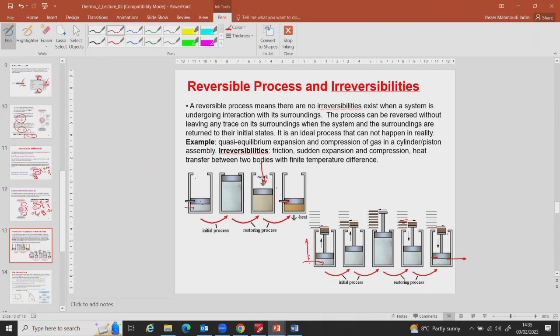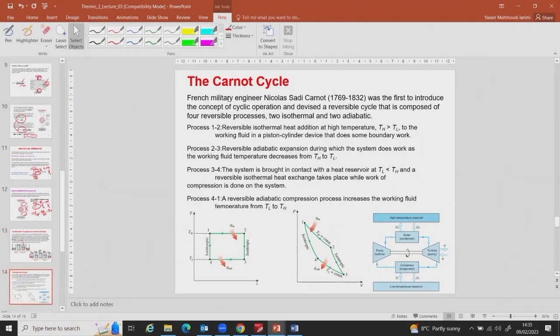Right. Now, based on this reversible process, which is an ideal process, a cycle is defined, which is called the Carnot cycle, which comes from the name of a French military engineer, Nicolas Sadi Carnot. The cycle has this feature, which I'm showing schematically here, and also on the PV and the TS diagram. I'm sure you remember these thermodynamic diagrams from Thermo 1. It has four main processes, which are written here.